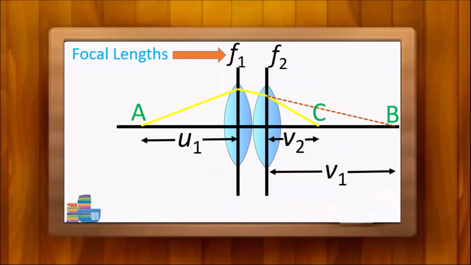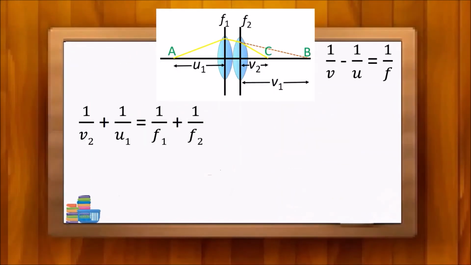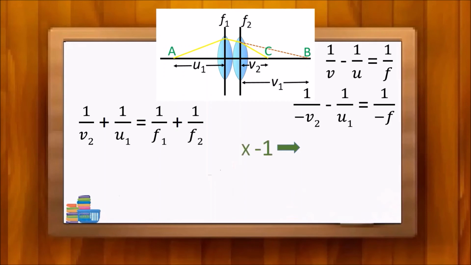By the system of the lenses, the ray coming from A is refracted as to go to C. So let's use the lens formula for the system. 1 over negative V2 minus 1 over U1 equals 1 over negative F. Multiply the whole by negative 1. 1 over V2 plus 1 over U1 equals 1 over F. F is the focal length of the combination of lenses.